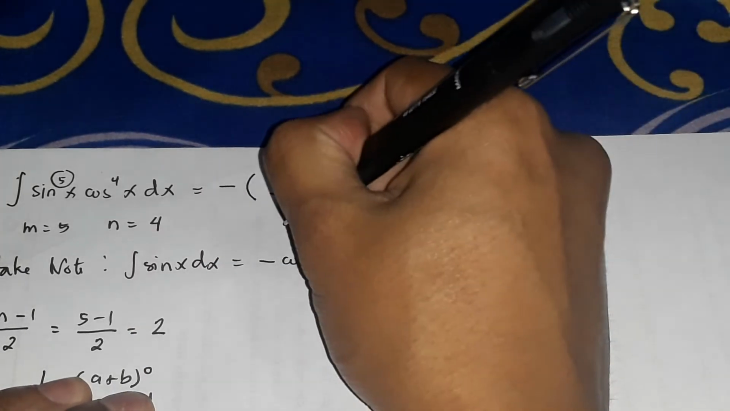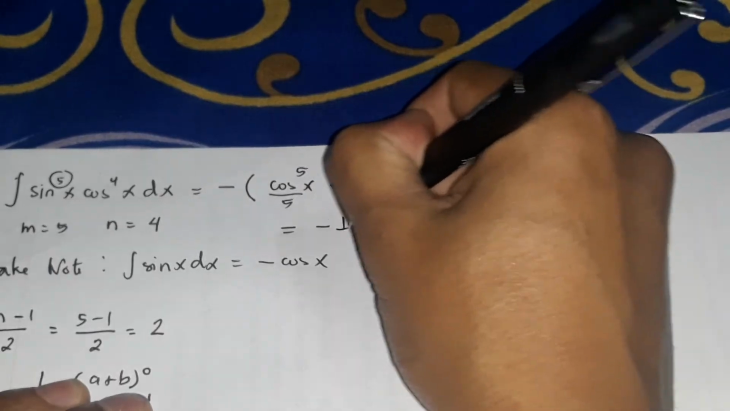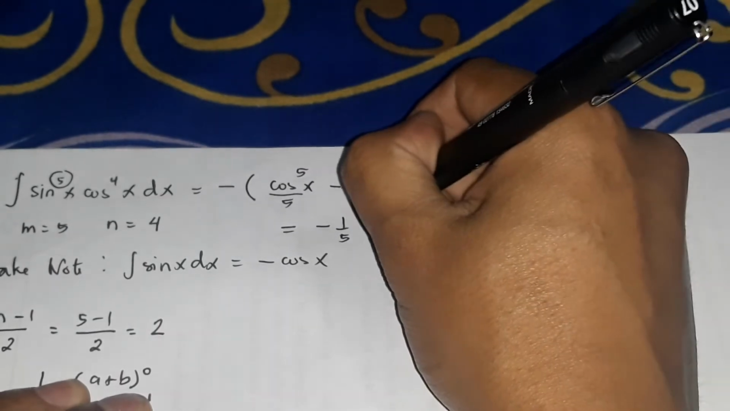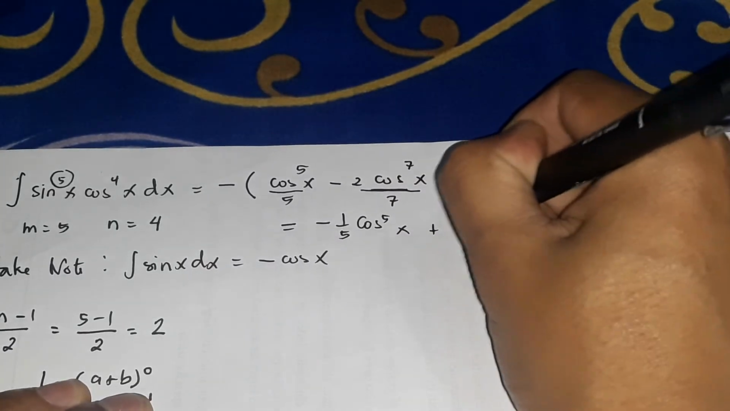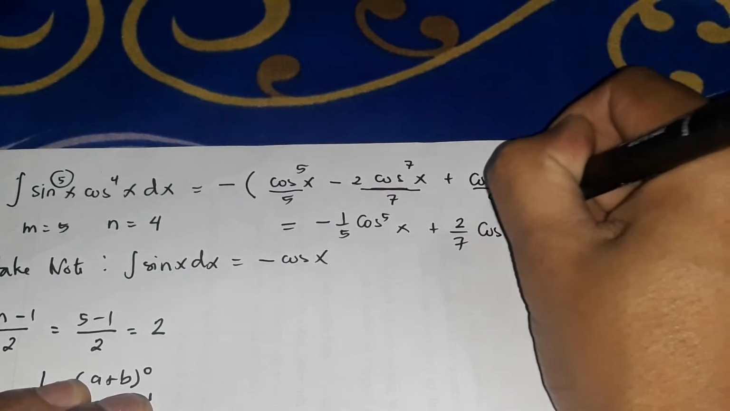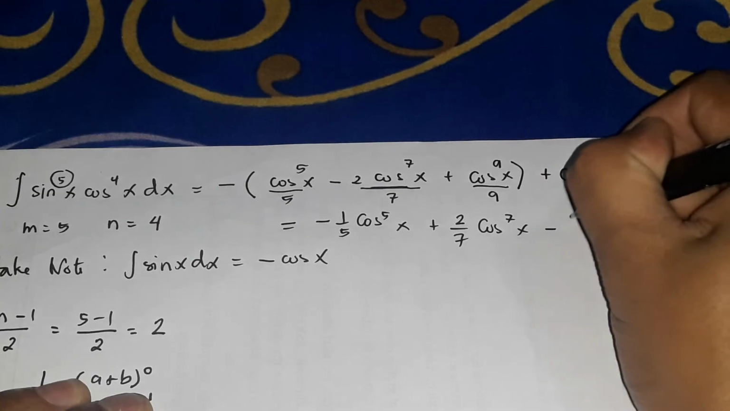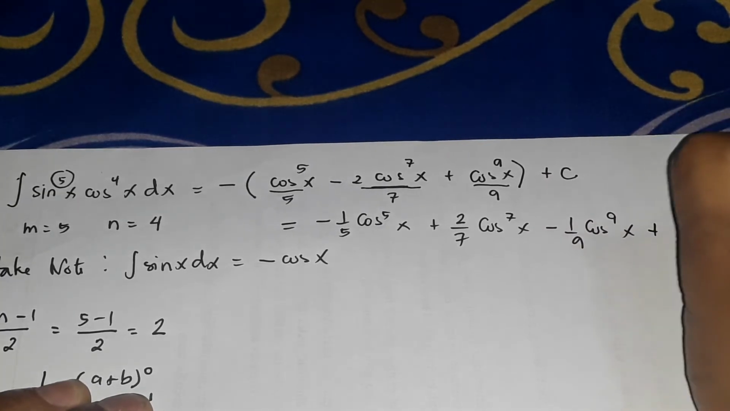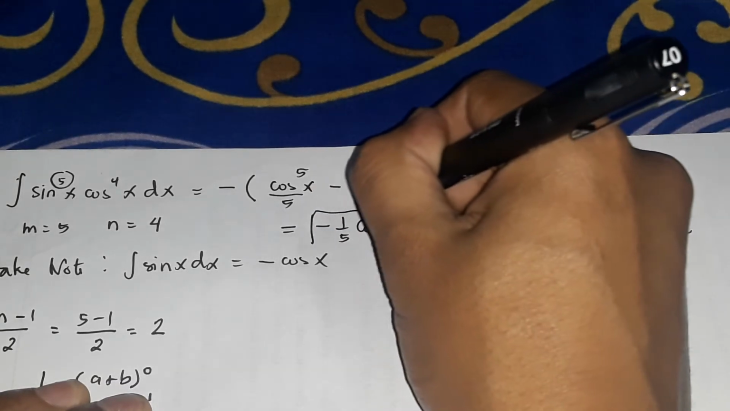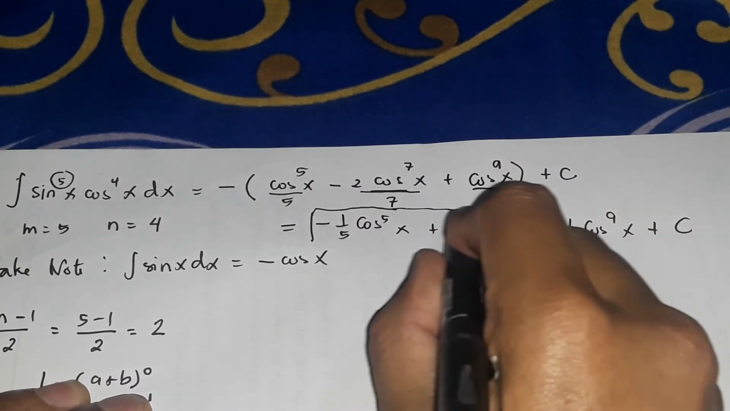So I will now have negative 1 over 5 cosine to the 5x plus 2 over 7 cosine to the 7x minus 1 over 9 cosine to the 9x plus c. And by shortcut method, we have arrived at this function.